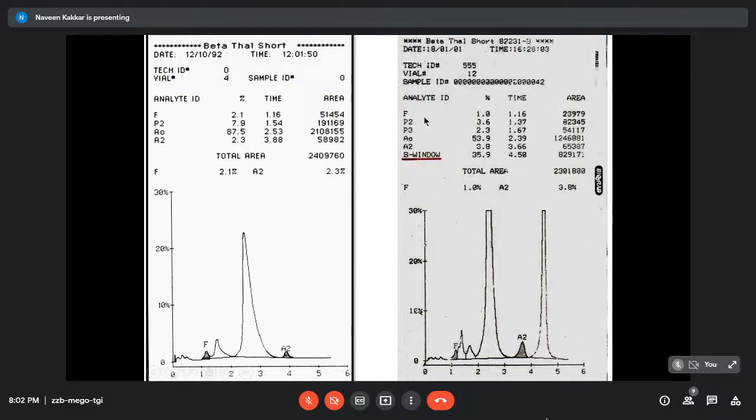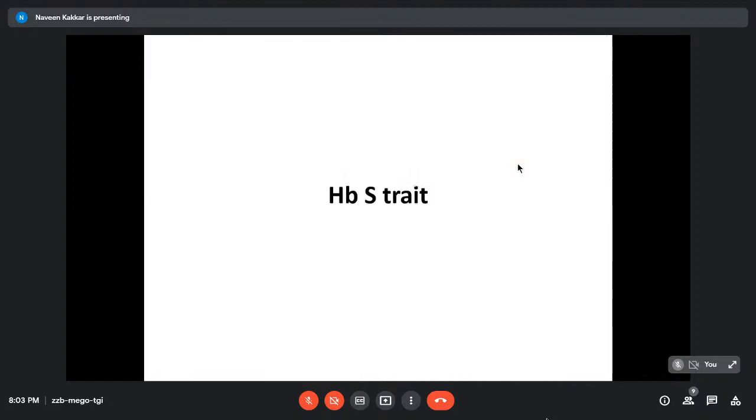So this is actually the S window. The machine flags it for you and says this is an S window. So hemoglobin S falls in this zone or this retention time. F and A2 do not seem to matter here much. Retention time is 4.5. So what do we have here? Hemoglobin D was about 4.2. 4.5 is S, and the next hemoglobin will come further up. So that was hemoglobin S trait.